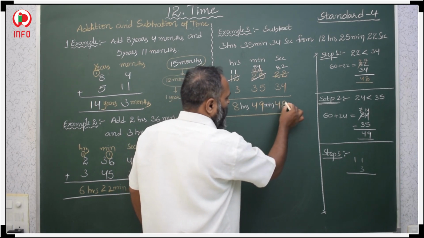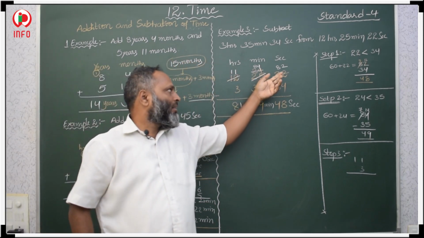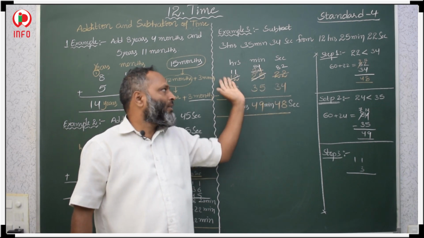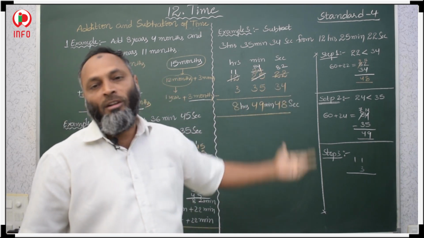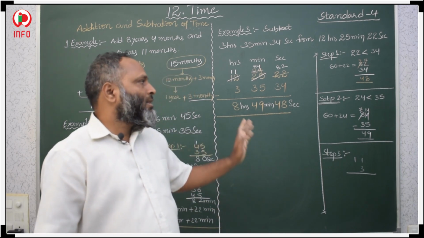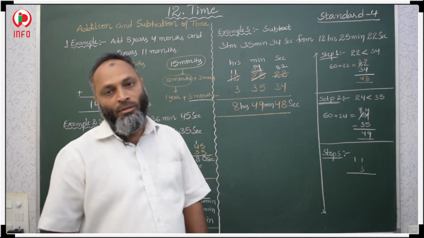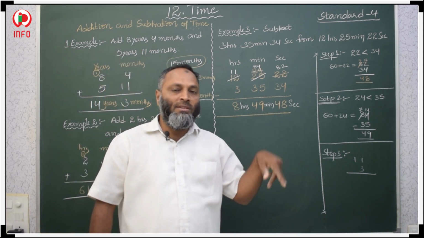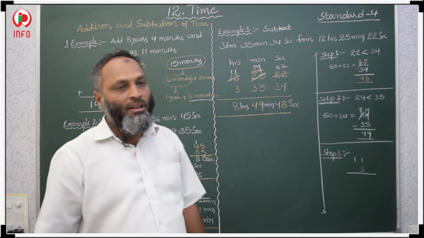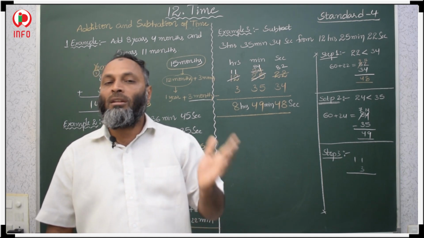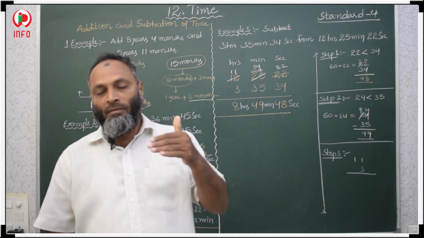49 minutes 48 seconds. Okay, first we have to check: in the seconds, if the subtracted unit is larger, then you take 1 minute borrow from the next minute's place. Then you convert that into seconds and add it to the seconds already there. From that you subtract. In the same way, in the minutes, if the minutes unit is smaller, then you take 1 hour borrow from the hours place. Then 1 hour is equal to 60 minutes. That 60 and the previous minutes you should add, then from that value you subtract. After that, subtract hours. So this is the method to subtract one by one.